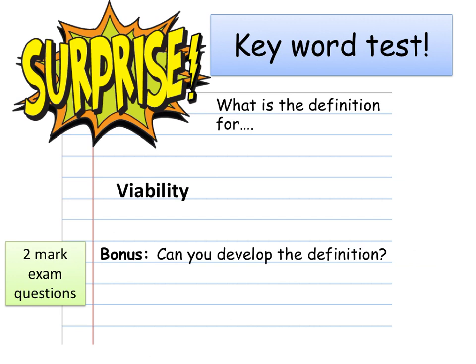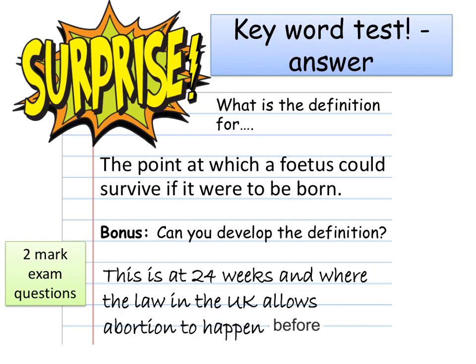Time for another keywords test. Write down the definition for viability. See if you can develop that definition any further. Viability is the point at which a fetus could survive if it were to be born. This is at about 24 weeks, and this is currently where the UK law allows abortion to happen before.